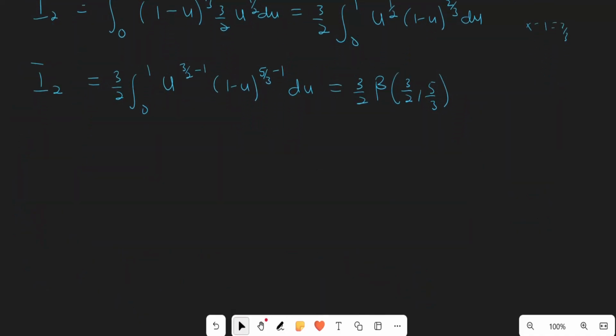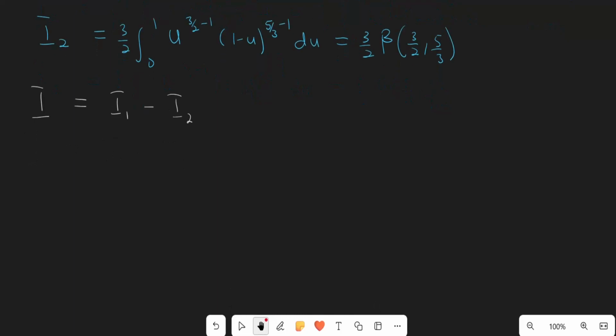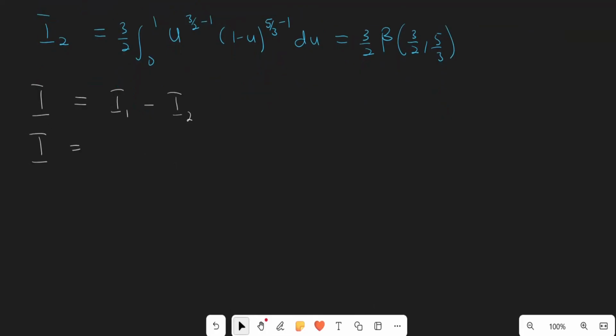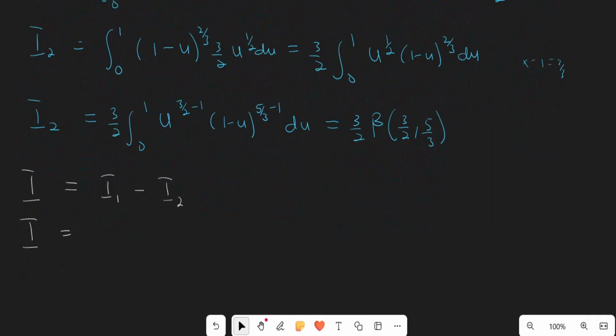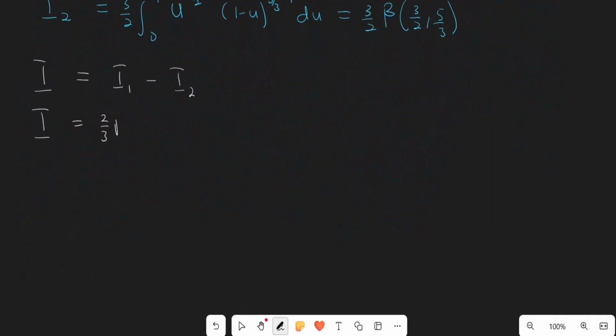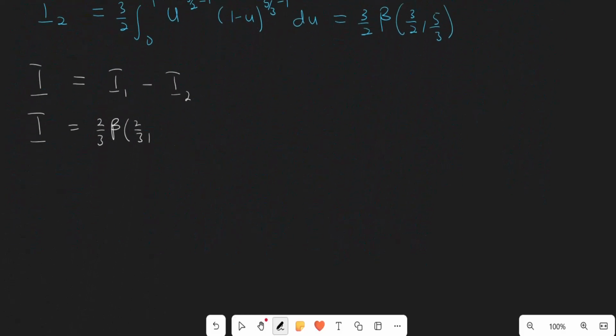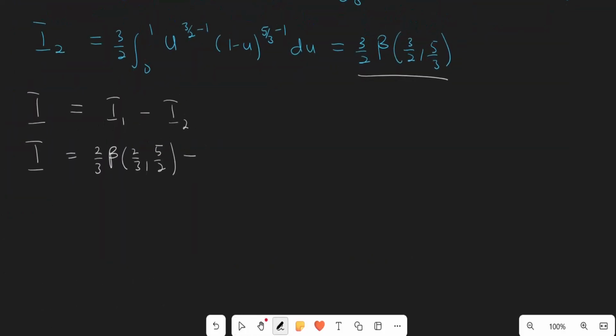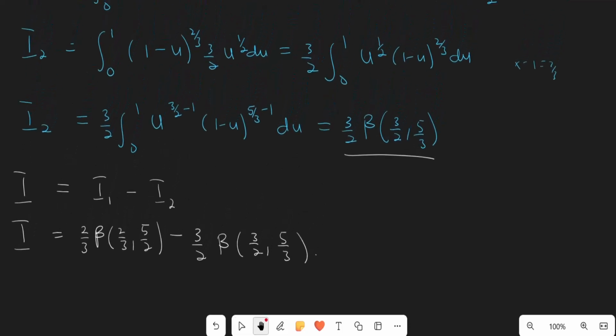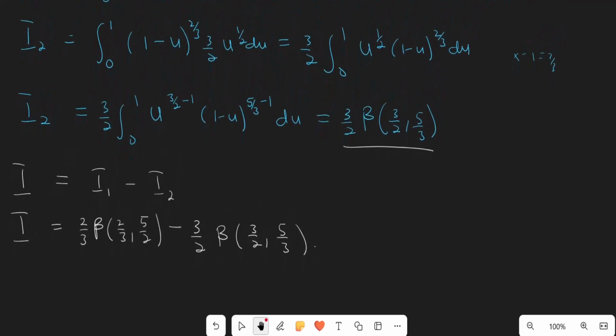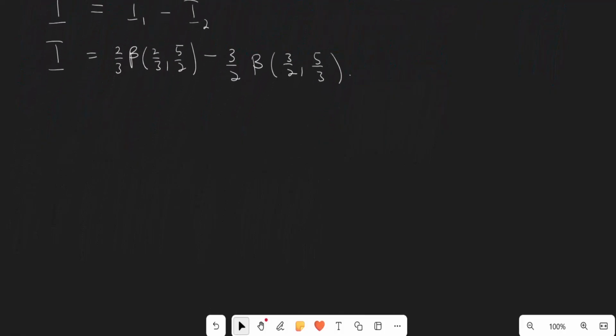Now, I is I1 minus I2. I1 is 2 over 3, beta 2 over 3, and then what? 5 over 2. Minus I2. I2 is this: 3 over 2, beta of 3 over 2, 5 over 3. Okay, so that is going to give us what?